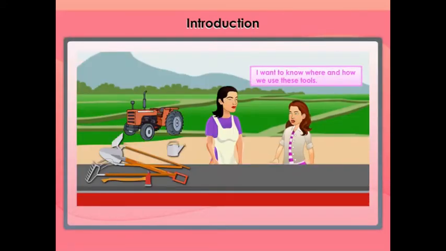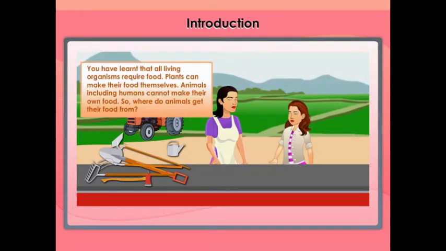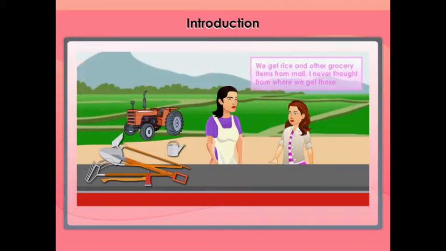I want to know where and how we use these tools. You've all learned that living organisms require food. Plants can make their food themselves. Animals, including humans, cannot make their own food. So where do animals get their food from? We get rice and other grocery items from the mall. I never thought from where we get those.